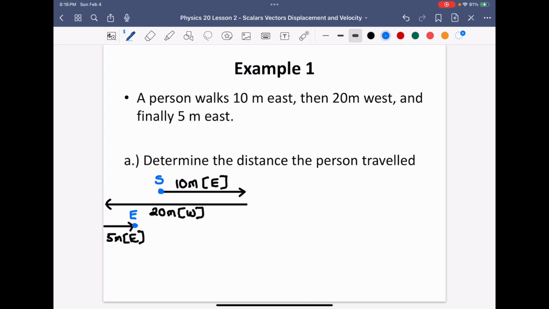Okay. Excellent. So when we talk about determining the overall distance the person traveled, remember, distance is purely a scalar value. It doesn't matter in terms of direction, it just matters how much overall. So what we're going to do is we're just going to add these all together just to make sure that we're good to go in terms of the total distance. So I'm going to underline this even. The distance is purely the total traveled.